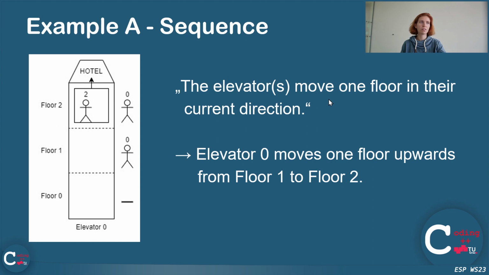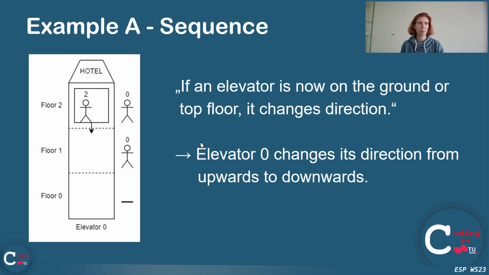The elevators move one floor in the current direction. As you can see here, the elevator has moved one floor upwards from floor 1 to floor 2. Next step, if an elevator is now on the ground or top floor, it changes direction. So now that the elevator is on floor 2, which is the highest floor in the hotel, the direction changes from upwards to downwards.